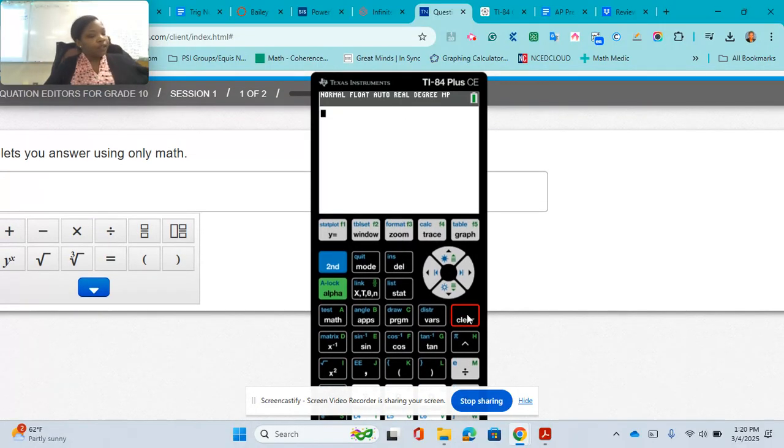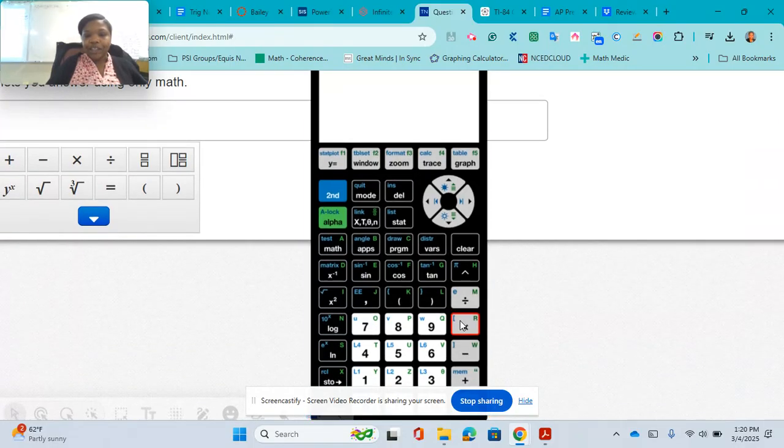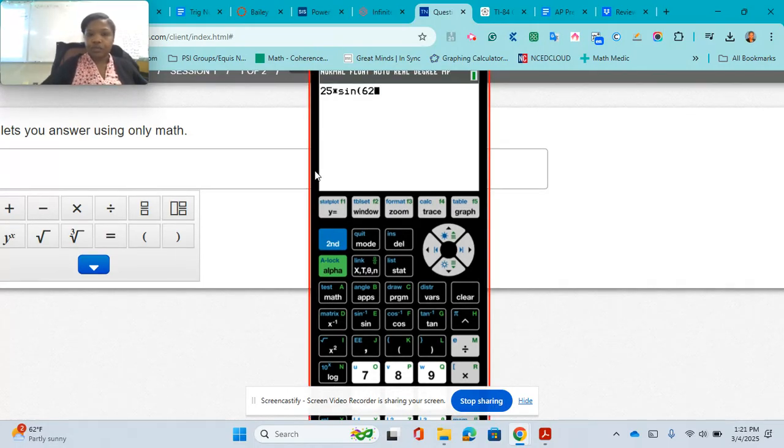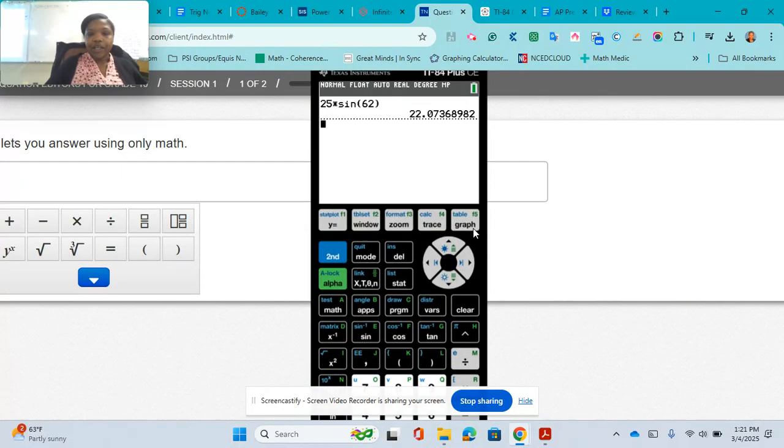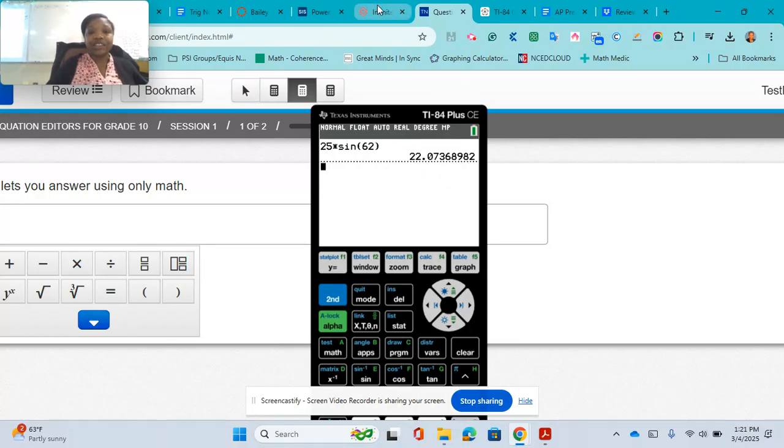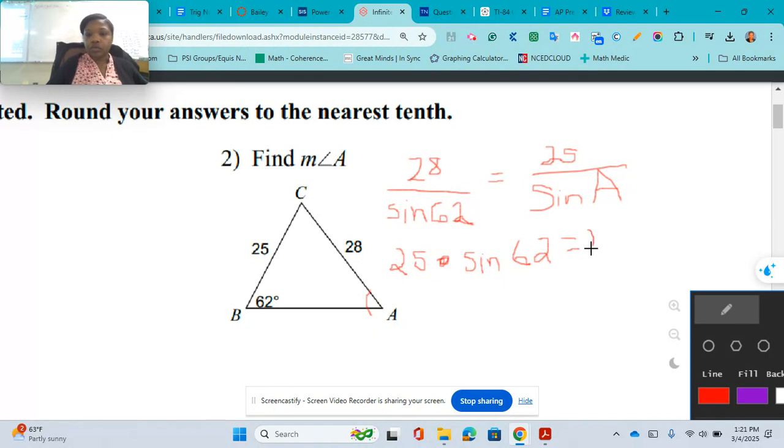All right. And we are doing 25 times the sine of 62, in parentheses, enter. And we have 22.0736. All right.